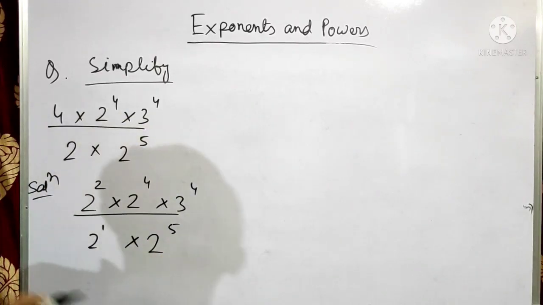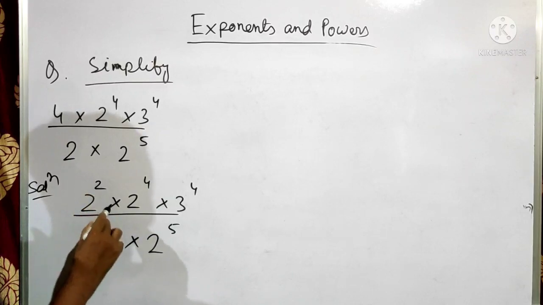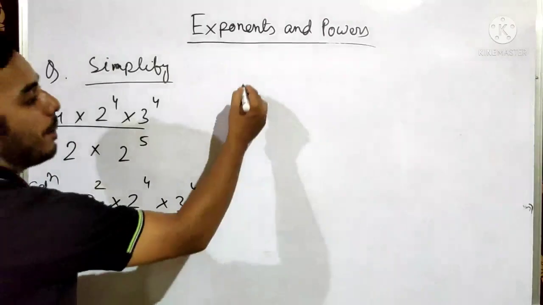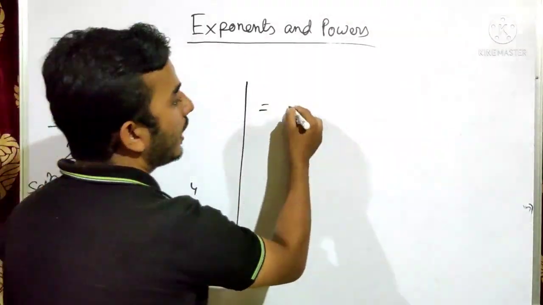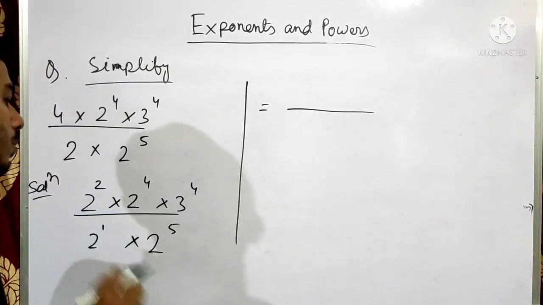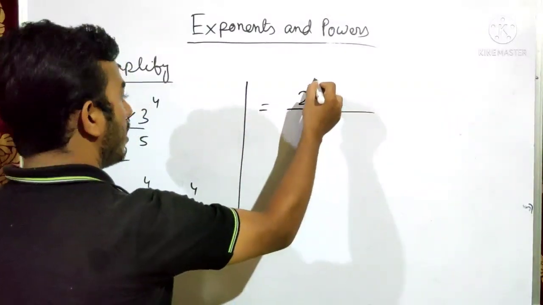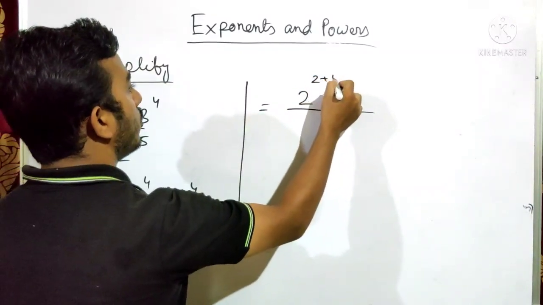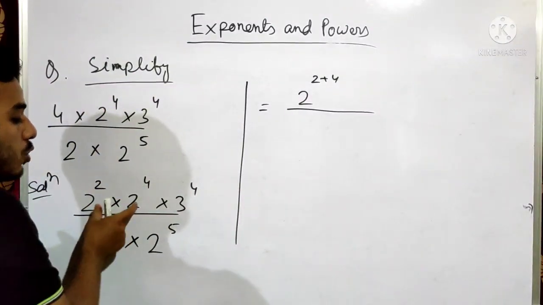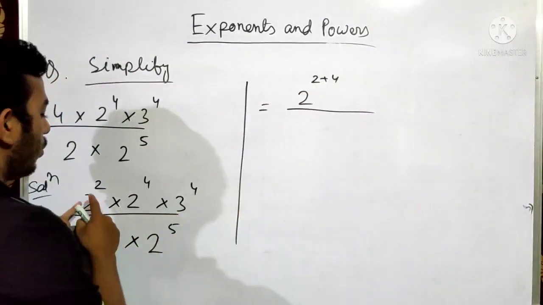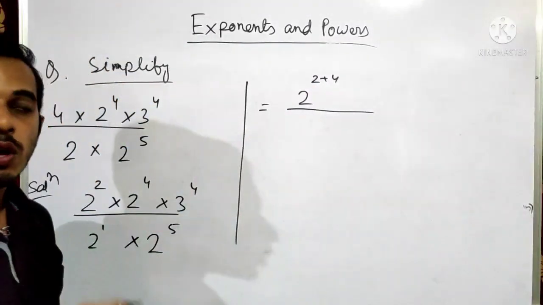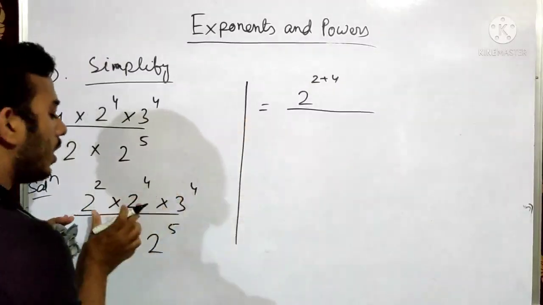Clear? Now look at one thing here: 2 power 2 into 2 power 4. That is a power m into a power n, which means a power m plus n. Again we are using that very important relation of exponents. So we will write 2 power 2 plus 4, that is a to the power m plus n, where this one is m and this is n. So the value of 2 power 2 into 2 power 4 is 2 power 2 plus 4. We have solved this part.